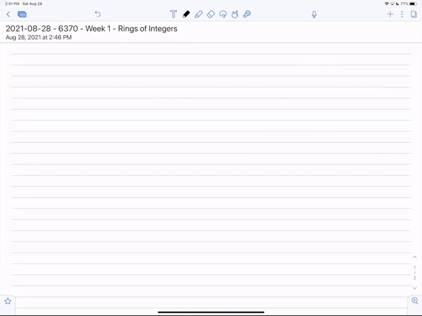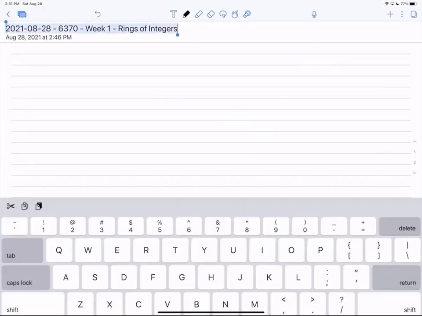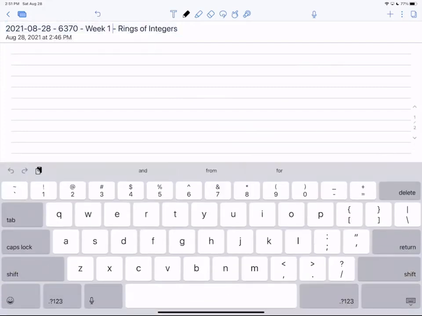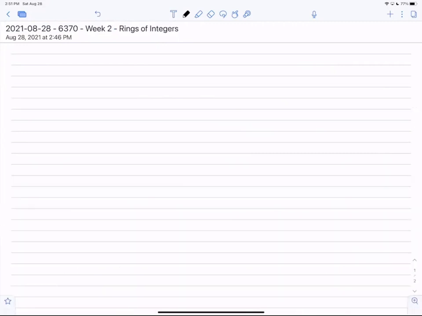I hope this works. So today we're talking about rings of integers. So it says week 1 up here, but I guess this is really week 2. We're going to try and understand what it means to talk about the integers, not in the rational numbers, but in some finite extension of the rational numbers. So I'm going to say let K over Q be a finite extension.